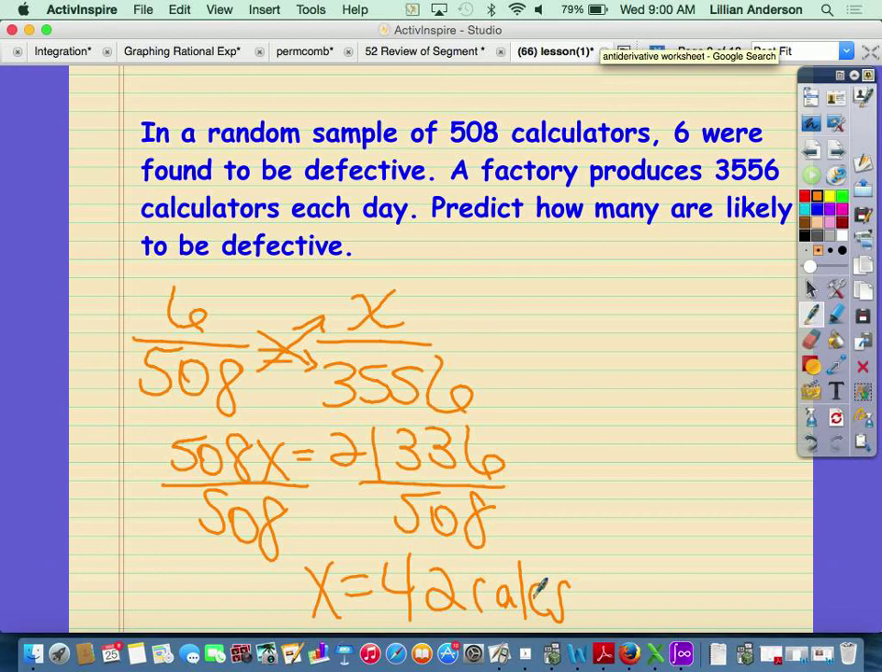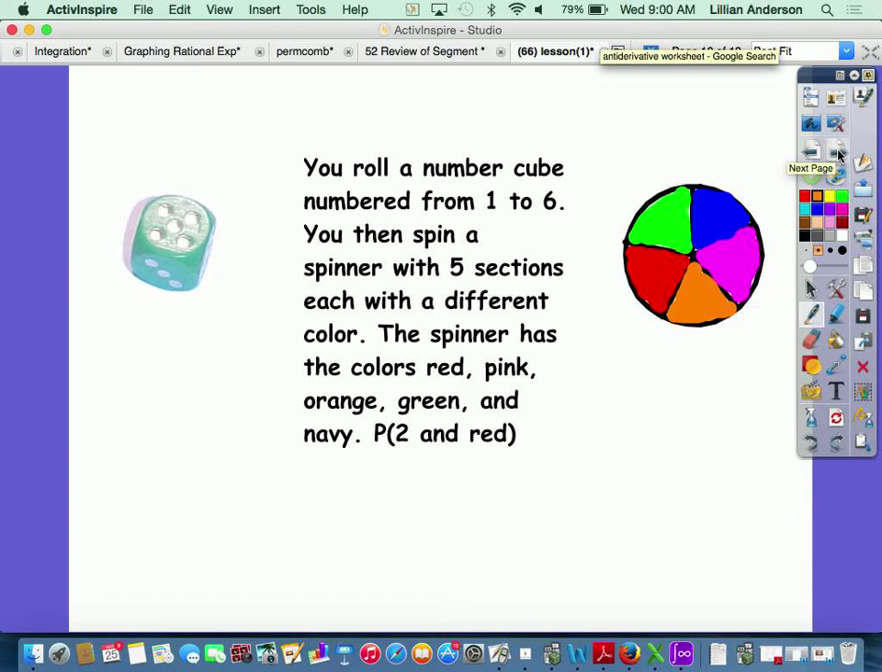Okay, I'll do about 2 more with you, then I want you guys to do the rest on your own, okay? Here we go. You roll a number cube, number 1 to 6, then you spin a spinner with 5 sections, each with a different color. I know you can't see the colors that well, that's why they're up here. The spinner has 3 of the colors you see.